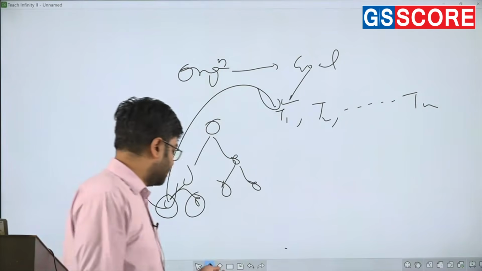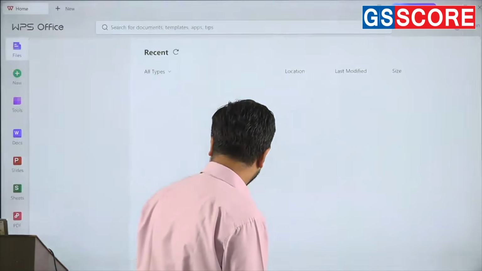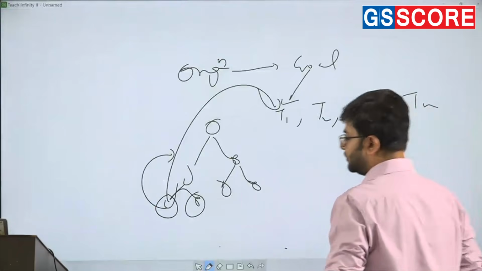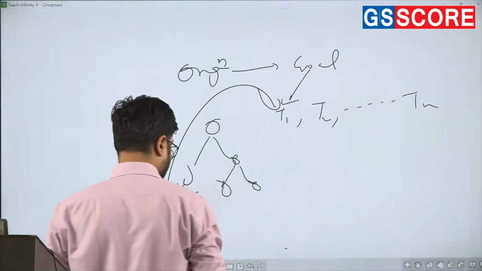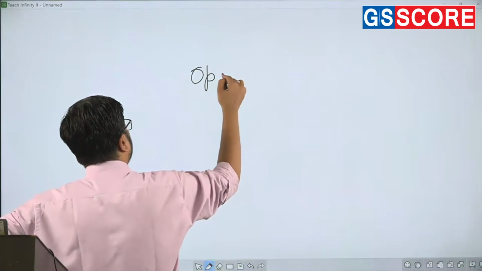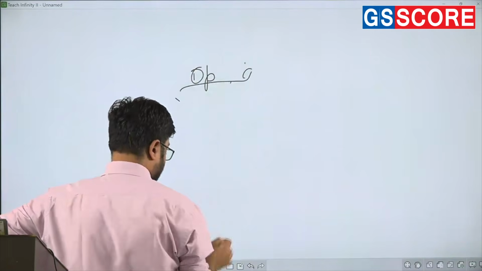Then OP Dwivedi, anything happens with this board. OP, not like this.